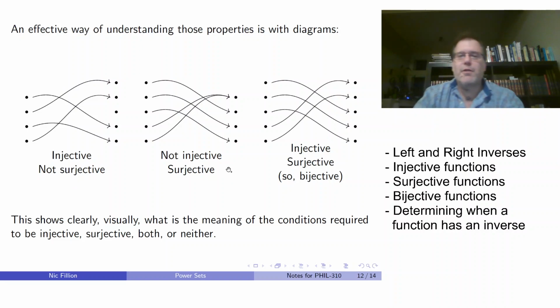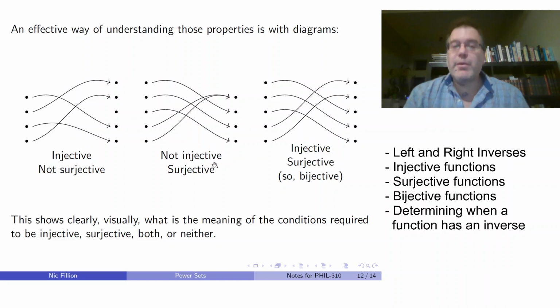Now let's look at the second one. Here we have more elements of the domain than we have in the codomain. That means that there are two different objects that are mapped onto the very same member of the codomain. So that's a many-one function, right? This is why it fails to be injective. But on the other hand, it's surjective because every element of the codomain is mapped onto by at least one element of the domain. So here we had an injective, not surjective. Here we have a not injective, surjective.